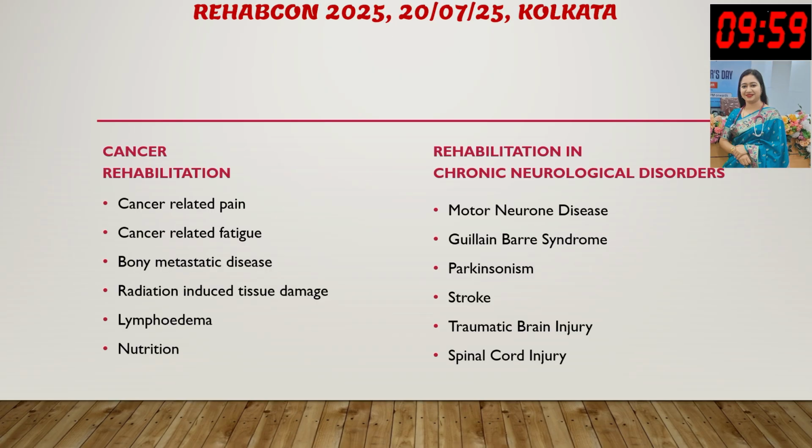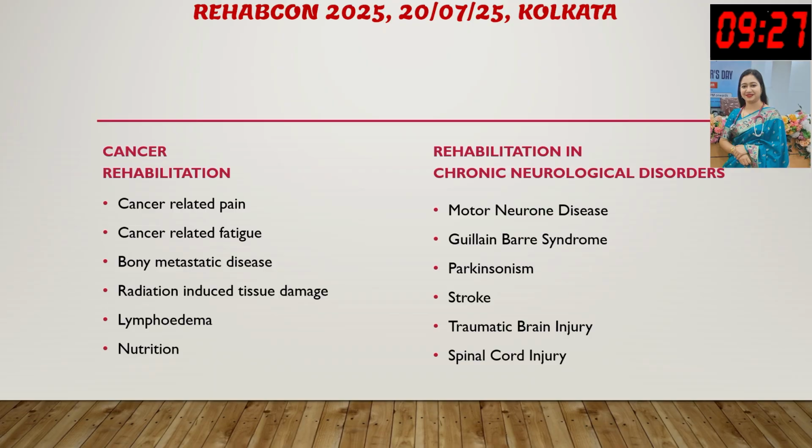So what I need to emphasize is that oncological care is not the only concept of rehabilitation in palliative care. We must also include other chronic illnesses. Like in our institution, we are treating patients with chronic neurological disorders like motor neuron disease, Parkinsonism, stroke, Guillain-Barré syndrome, traumatic brain injury, spinal cord injury. They also need rehabilitation and palliative care both, along with cancer rehabilitation, which is a vast topic.